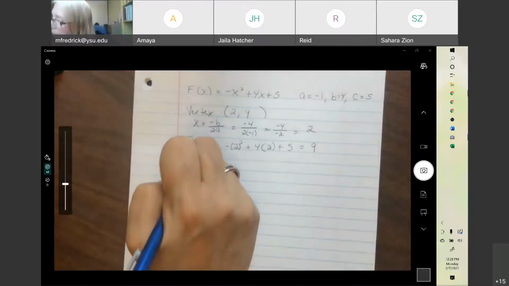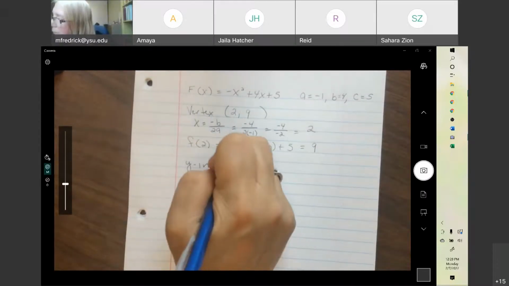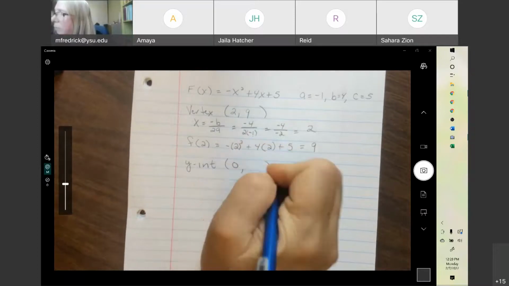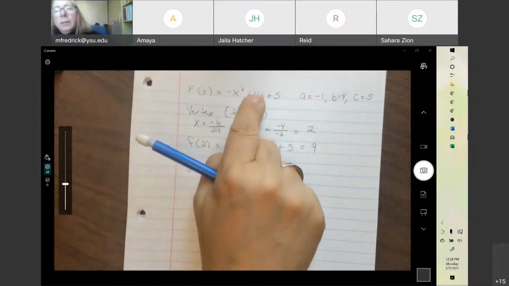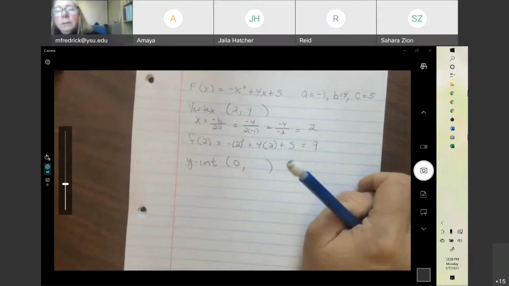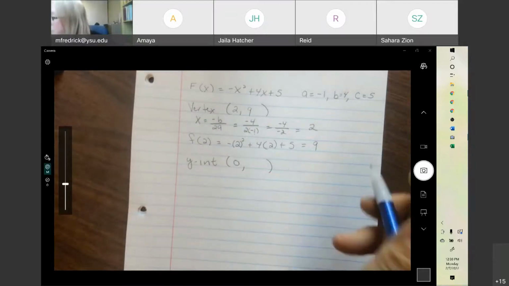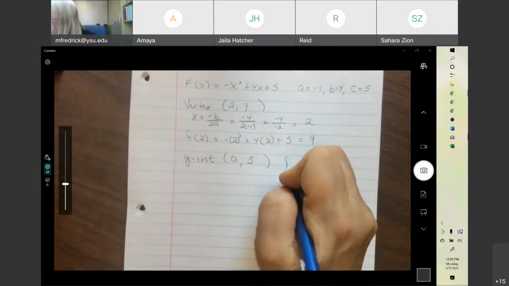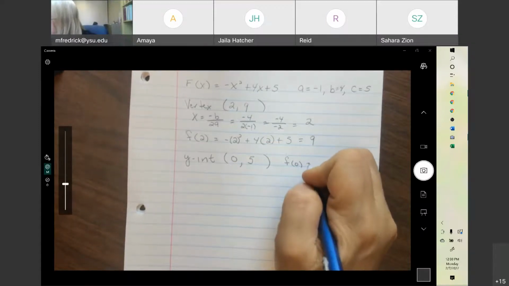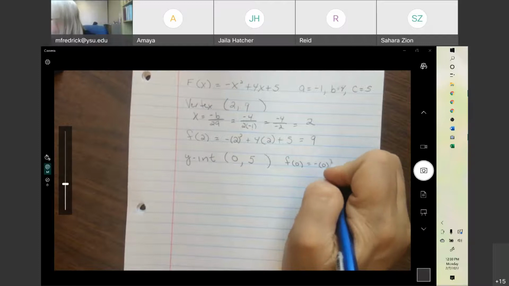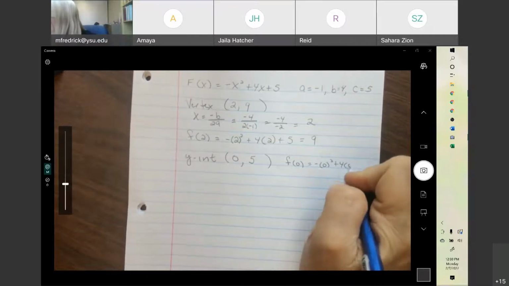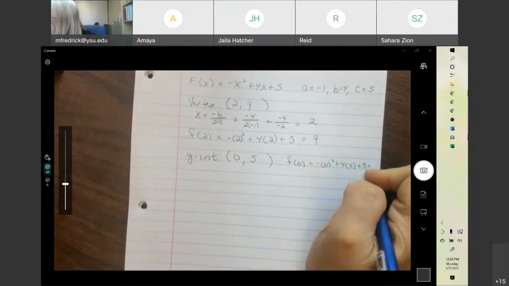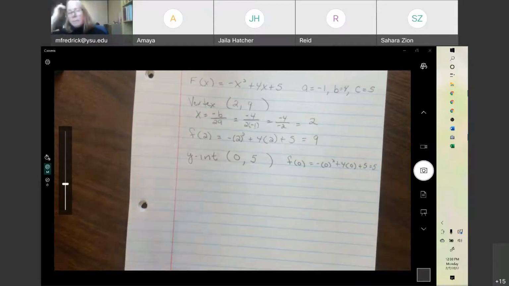x-intercept and the y-intercept. Y-intercept is easy because x is 0. This drops out, and you're left with 5. Any questions on the y-intercept?